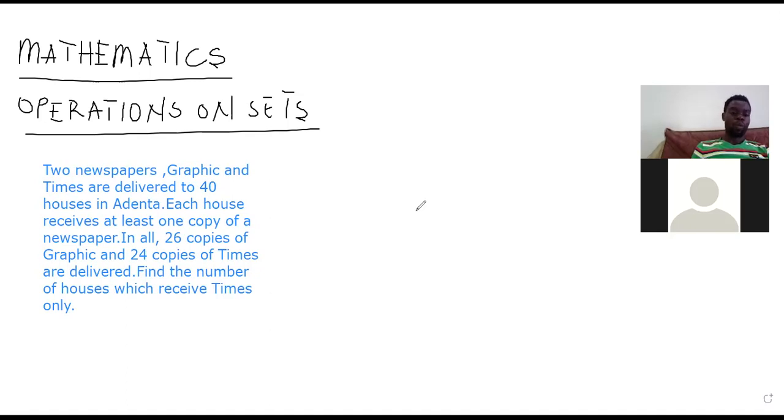Good. When you are being given a question like this, it is a two-set problem. Before you can use the Venn diagram to solve a question like this, it's a word problem. The first thing you're supposed to do is to go through the question.